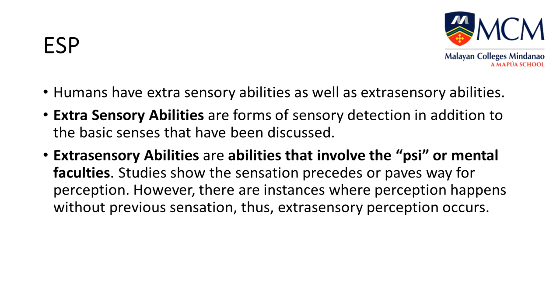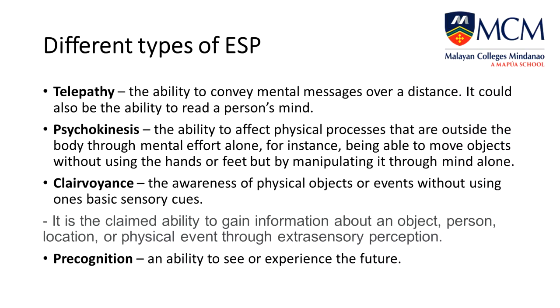Additional siya sa 5 senses of hearing, viewing, smelling, touching, and ano pa ba yung isa? Touching and tasting, okay? Extrasensory abilities, the second one, are abilities that involve the psi or mental faculties. Okay, so studies show that sensation precedes or paves way for perception. However, there are instances where perception happens without previous sensation. Okay, thus extrasensory perception occurs. So let's learn more about this. Ano ba yung extrasensory abilities and perception?